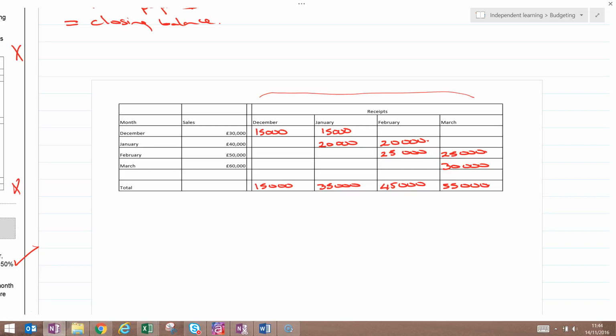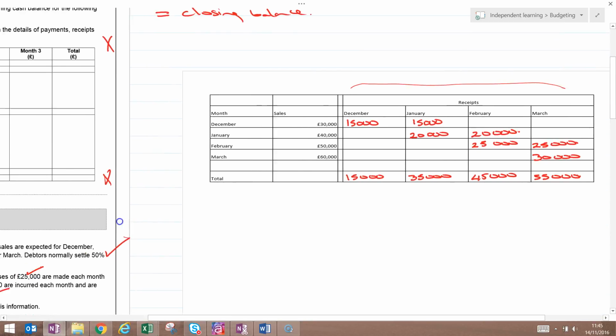For your credit sales, work out when you receive the money, so which month you're actually going to receive those funds. Sometimes purchases are paid for in a similar fashion. In that case, draw up another table for your purchases and work out exactly when you will make the payment for the purchase.